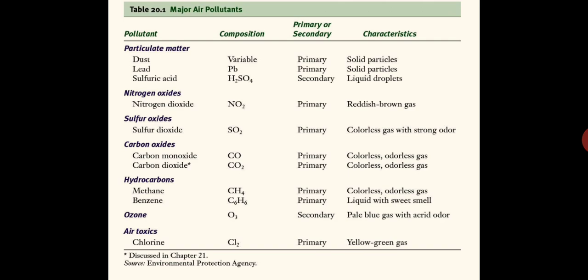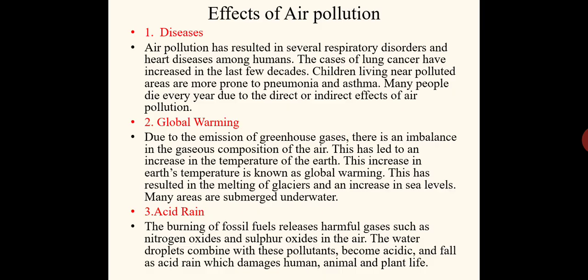See, this chart is giving you an idea about what the pollutants are and whether they are primary or secondary. Various compositions and characteristics, everything is given here. Those who are interested, please go through this slide. And coming to the last one, that is the effects of air pollution. These are all general topics, we'll be knowing a few. First one is the diseases due to air pollution.